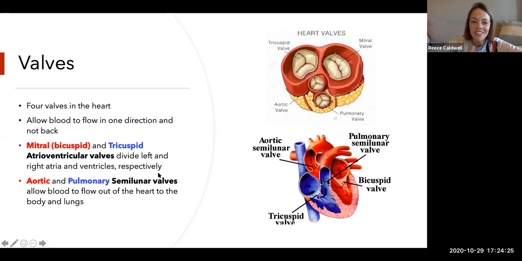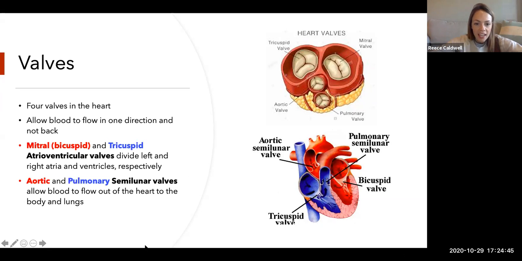What doesn't make too much sense is the semilunar valves. I don't know why they called them that. Half moon, I think, is what semilunar means. So I don't know why these are called the semilunar valves, but this one right here and this one right here, those are the SL valves. Just kind of have to memorize that. There's no really like trick there.